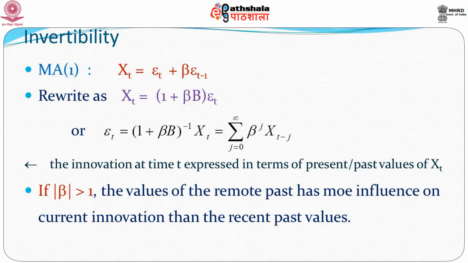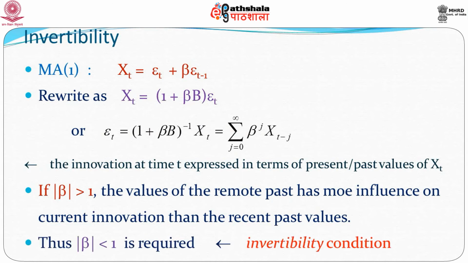Now, if beta is greater than 1, the values of the remote past have more influence on current innovation than the recent past values, which does not really make sense, because the remote past would generally have less influence on current values than the recent past, and therefore, we want that beta is less than 1 in absolute value, which makes sense, because if beta is less than 1, the higher the power, the smaller the values would be, and hence the less would be the impact as we go back.